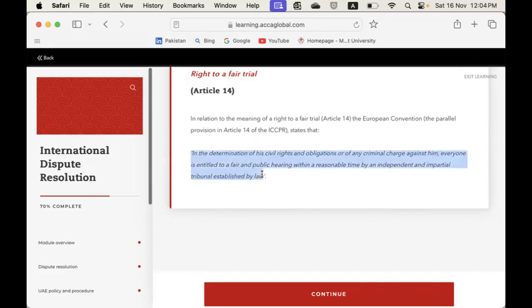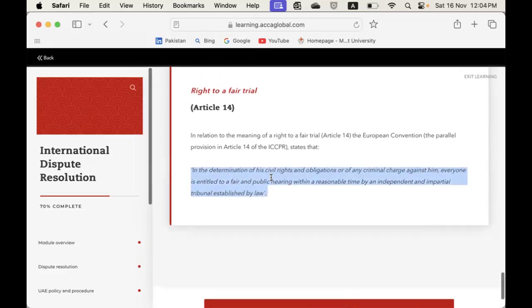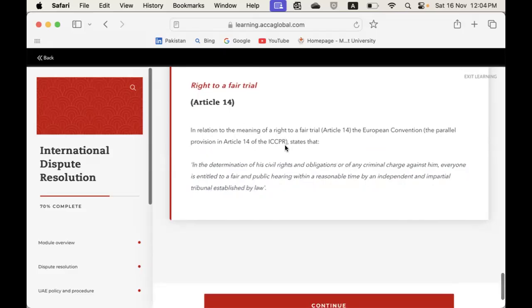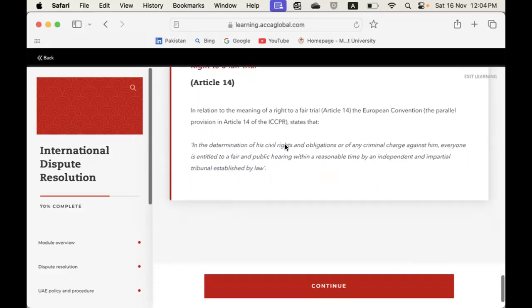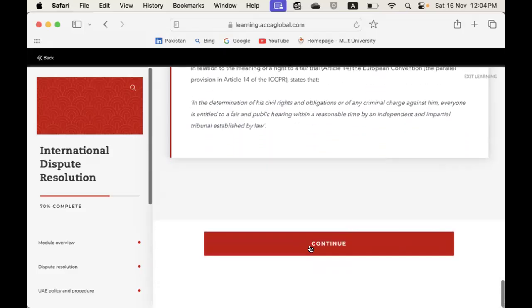This is a repetition that we saw earlier on as well, but it is a very, very important observation. This is Article 14 of the European Convention, which says right to a fair trial. Everyone has a right to a fair trial.